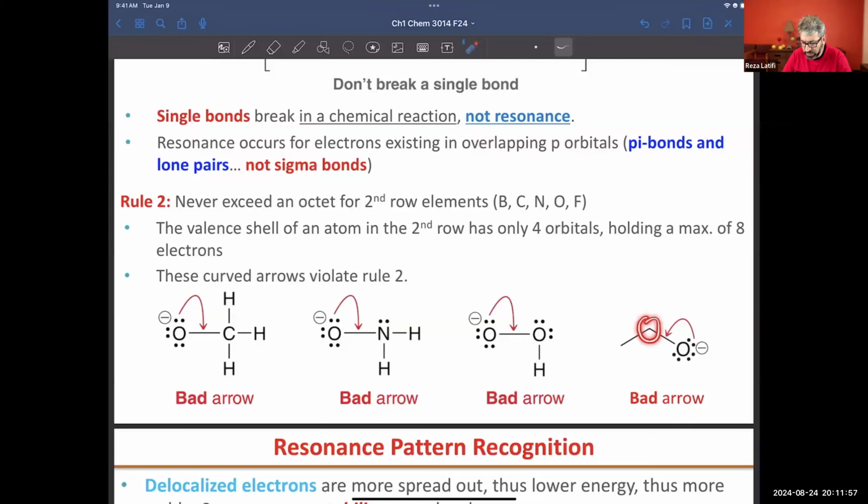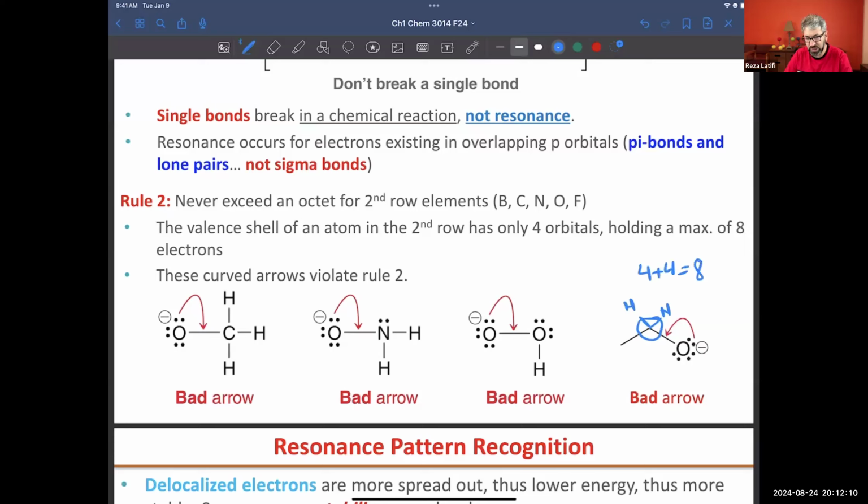How about this carbon? This carbon already has 2 hydrogens and a methyl group. So if I draw a circle on this carbon, that carbon is already 4 plus 4, sigma bonds is 8, and there's no point in making a double bond between carbon and oxygen. So none of them is going to be a good move.